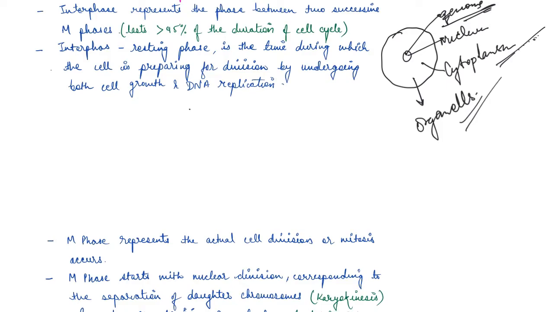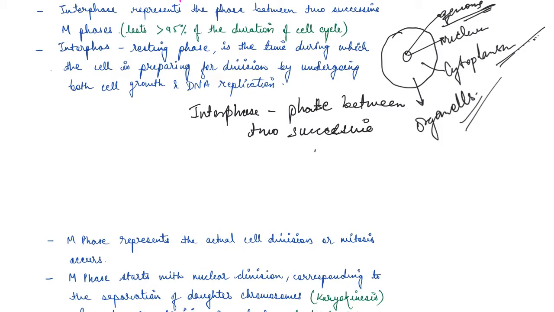So what I said, interphase is the phase between two successive M phases. Remember, it is significant to note that a 24-hour average is the duration of the cell cycle of a human cell, right? Cell division lasts for about an hour. Interphase lasts more than 95% of the duration of the cell cycle.